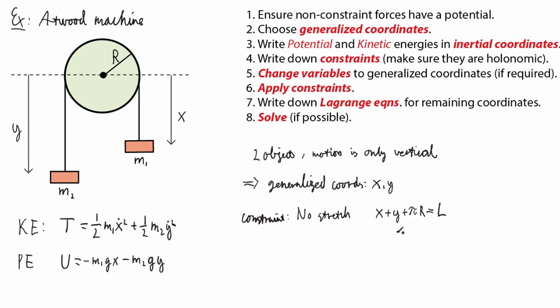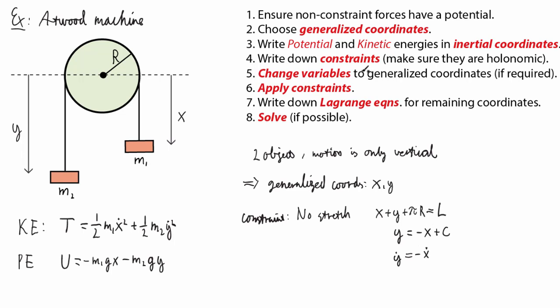What this really means is that we can write y as minus x plus some constant. That constant happens to be L minus pi r, but it doesn't matter. We're not going to need to know what that constant is, so I'll just keep it as c. Then we have y dot equals minus x dot. And those are really the constraints that we need. Okay, so that was 4.